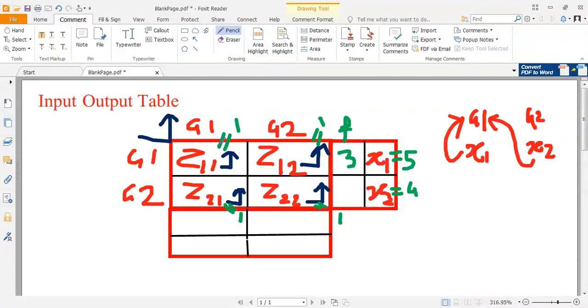Now, if I'm talking about the agricultural and industrial output, the agriculture uses some portion of its output to produce further output. The industrial sector uses some output of the agricultural sector, because the industrial workers also need food to sustain themselves. They are using some amount of food. These are the agricultural workers that are using some agricultural output, and these are the industrial workers that are using some amount of agricultural output.